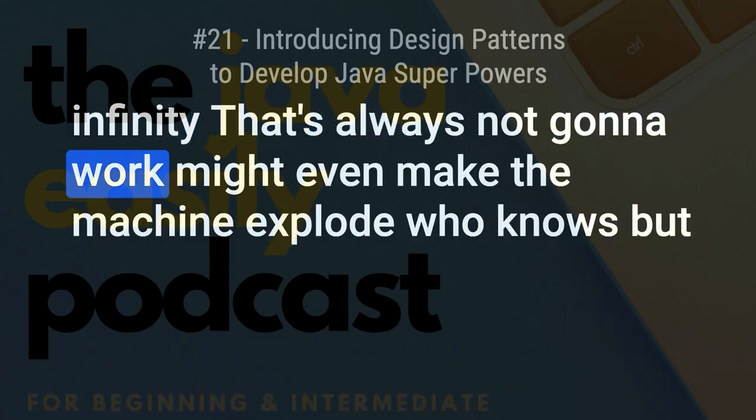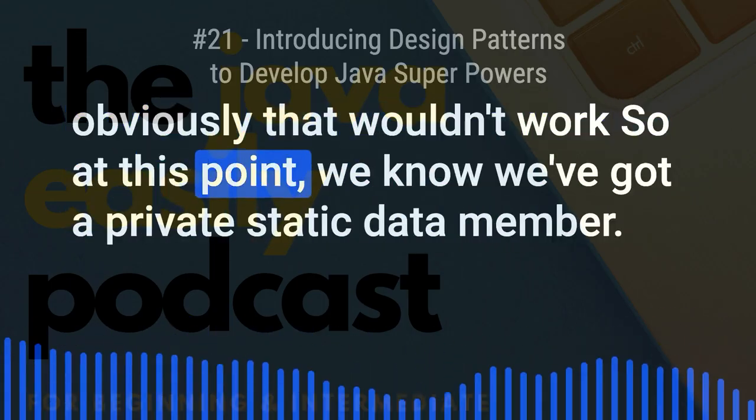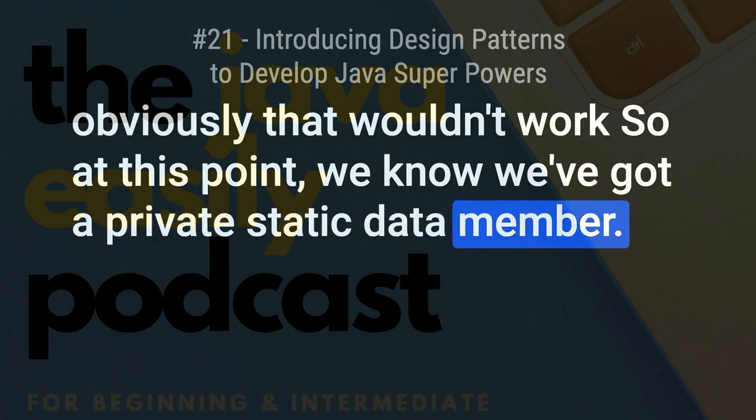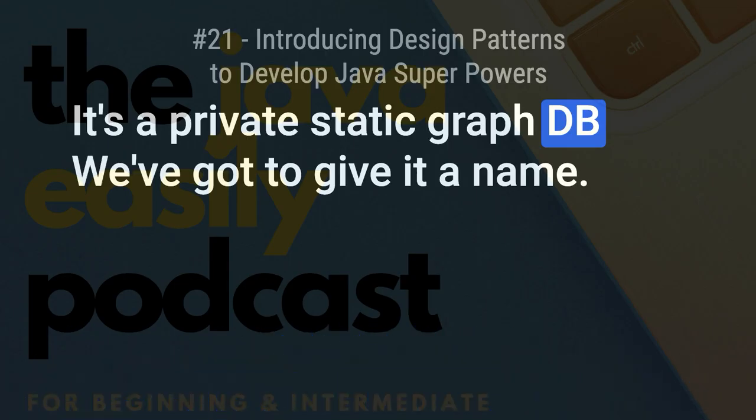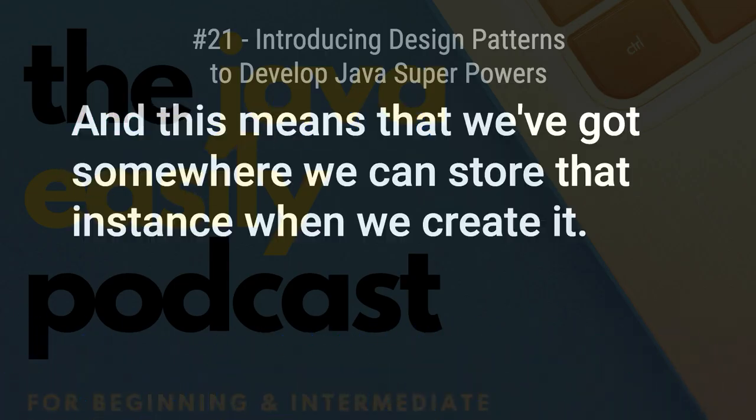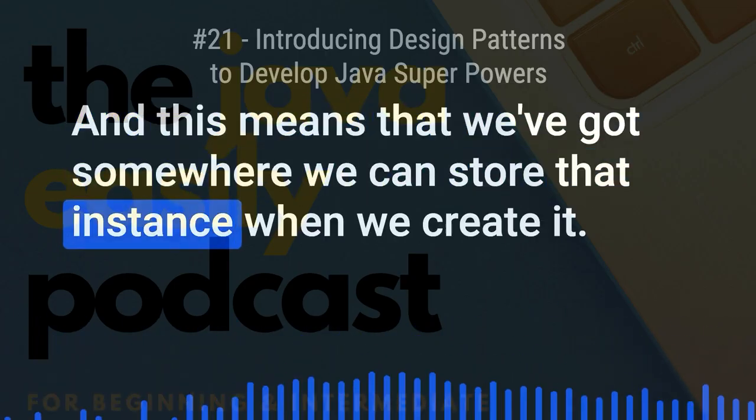That's obviously not going to work. Might even make the machine explode, who knows? But obviously that wouldn't work. So at this point we know we've got a private static data member, so private static GraphDB. We've got to give it a name, let's call it instance, and this means that we've got somewhere we can store that instance when we create it.